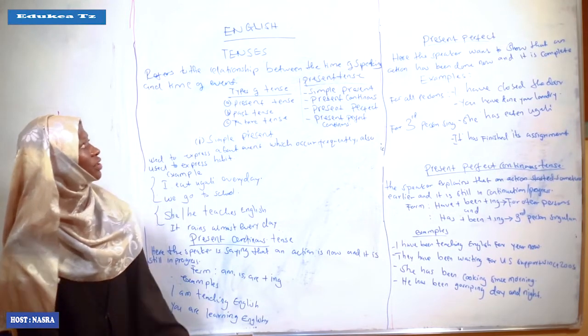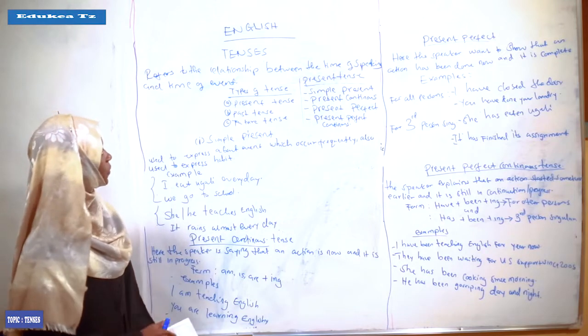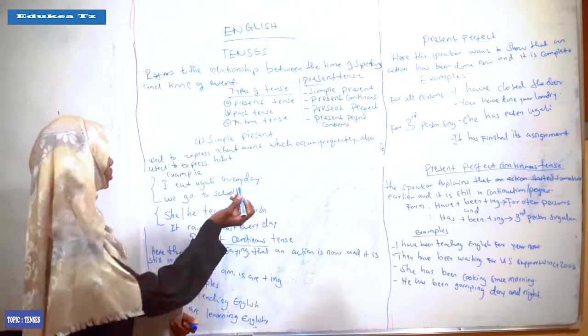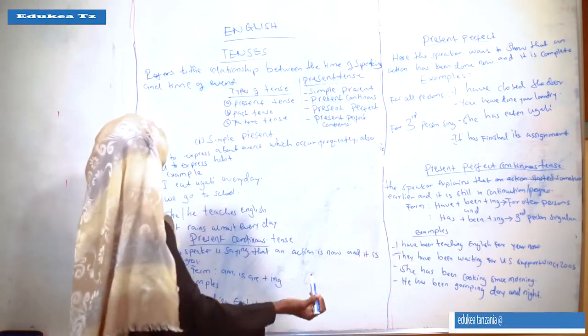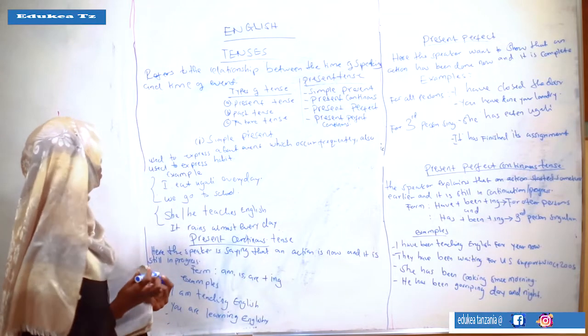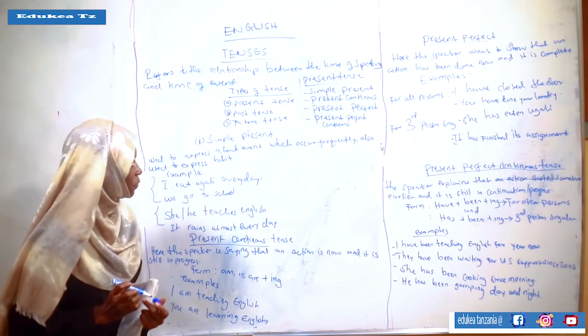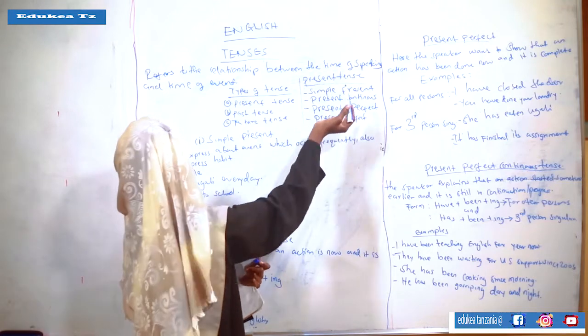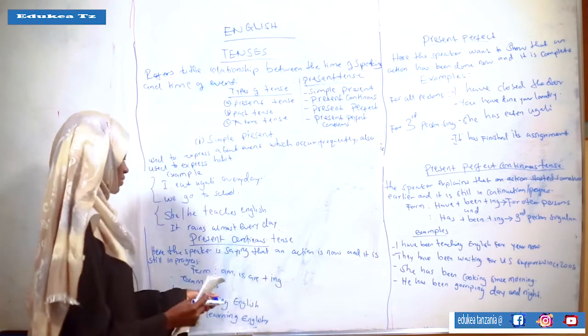Today I'll be with you in English subjects. Our topic is tense, English tenses. By definition, tense refers to the relationship between the time of speaking and the time of event.